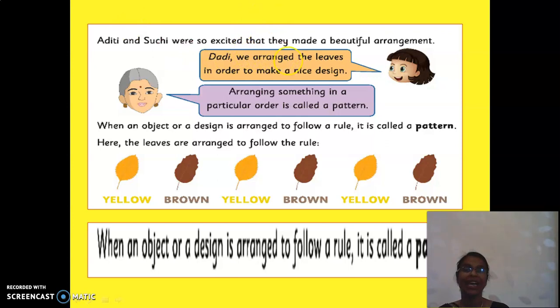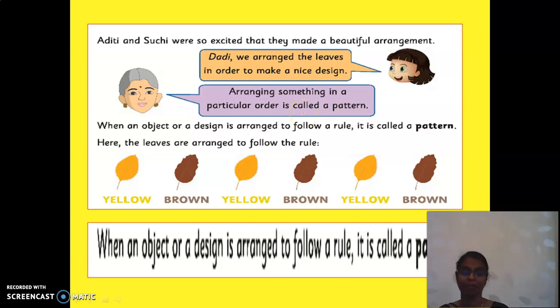So Dadi, we arranged the leaves in order to make a design. With the help of that, they made a design. Arranging something in a particular order, that is what we called a rule. Already we have told what a pattern is. Arranging something in a particular order is called a pattern. Are you all clear now what a pattern is?